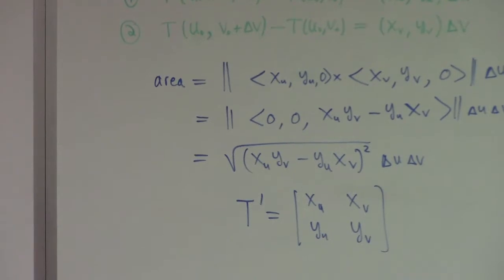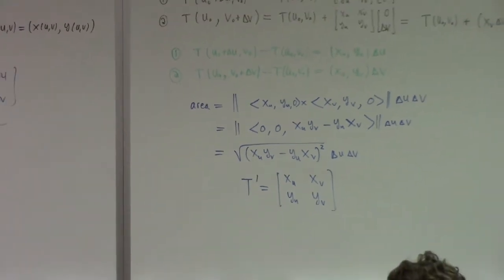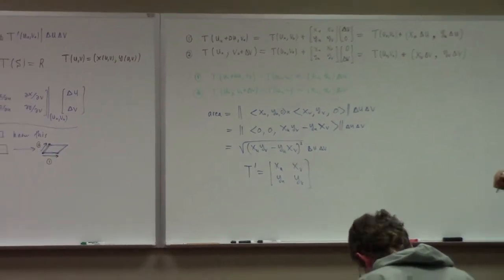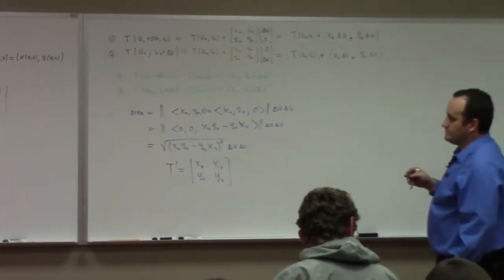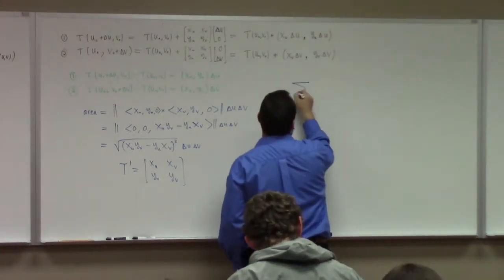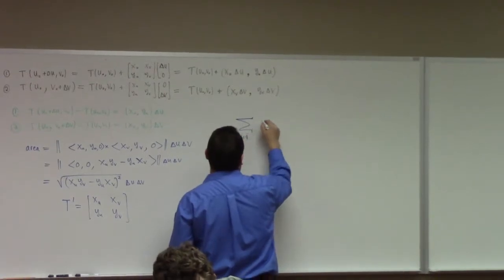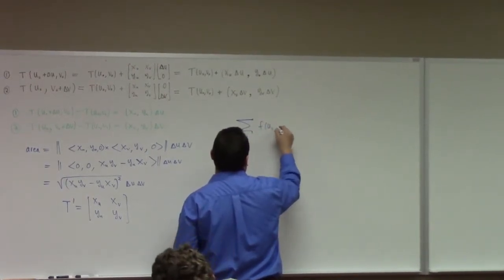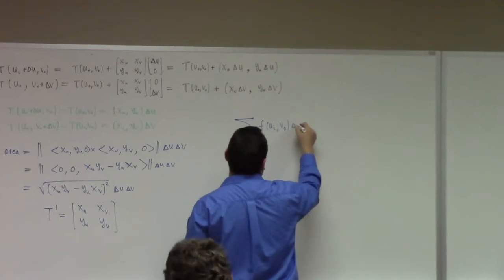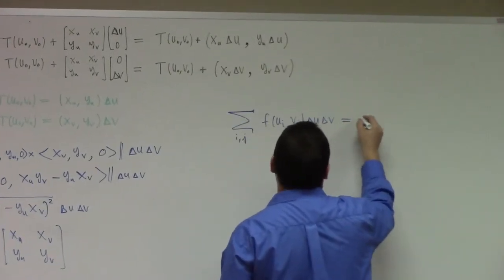So what's my next step? So I can take a sum over, say, i and j of f of u sub i, v sub j, delta u, delta v, and I can rewrite that as what?